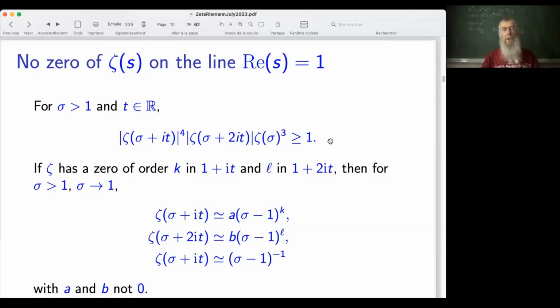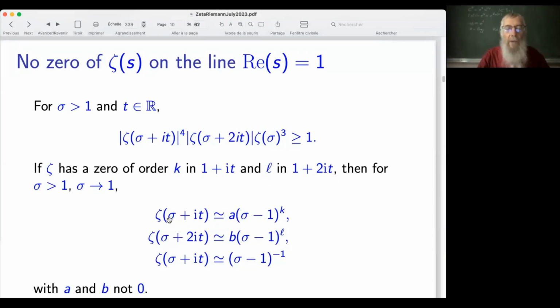So this is a lower bound for this product. And now we want to prove that there is no 0 of zeta of s on this real line. So we take a sigma which is greater than 1 and which tends to 1. And we look at the multiplicity of 0 of zeta at 1 plus it and 1 plus 2it. We call these multiplicities of 0 k and L.